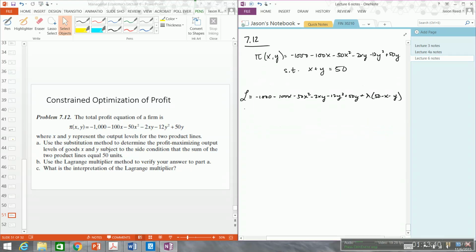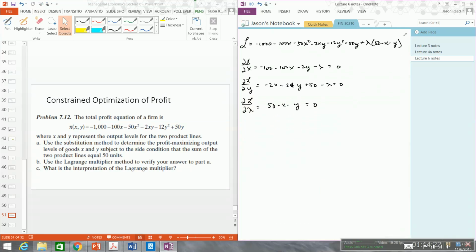Now we can take our first derivatives. We'll take the partial of our Lagrangian with respect to x. So we get negative 100 minus 100x minus 2y minus lambda is equal to 0. Take the partial of the Lagrangian with respect to y, so that we get negative 2x minus 24y plus 50 minus lambda is equal to 0. And then, as always, when we take the partial of the Lagrangian with respect to the shadow price lambda, we get back our constraint, 50 minus x minus y is equal to 0.